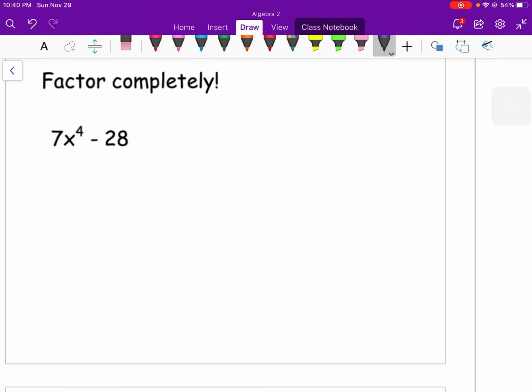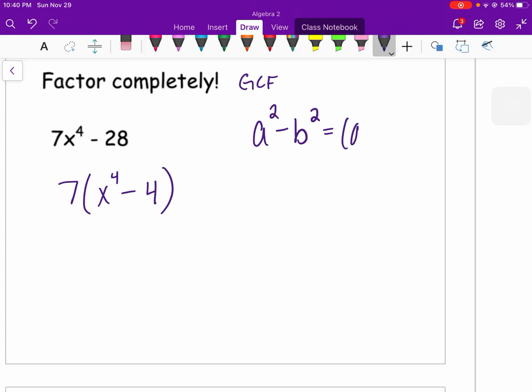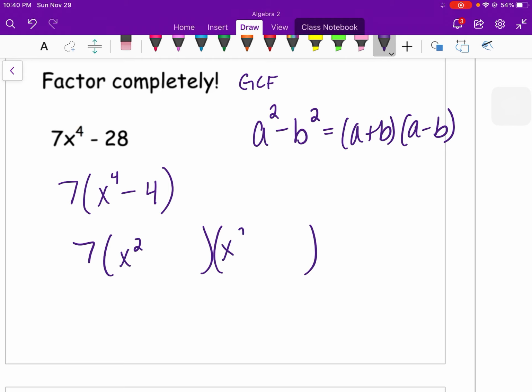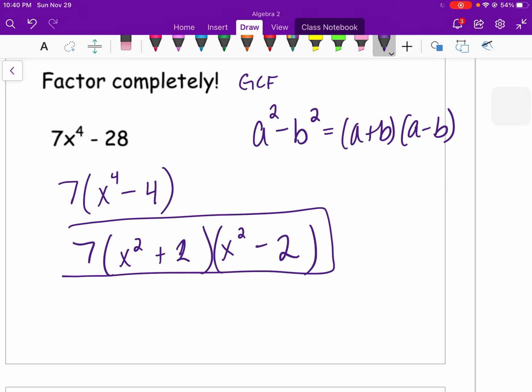Okay, factor here. Remember, I always look for greatest common factor, so this one I can take out a 7 this time. Dividing both by 7, I get x to the 4th minus 4. And then x to the 4th minus 4, these are perfect squares, a squared minus b squared, so it would factor to a plus b and a minus b. Because x to the 4th is x squared times x squared, and 4 is positive 2 times positive 2. So it factors down to that.